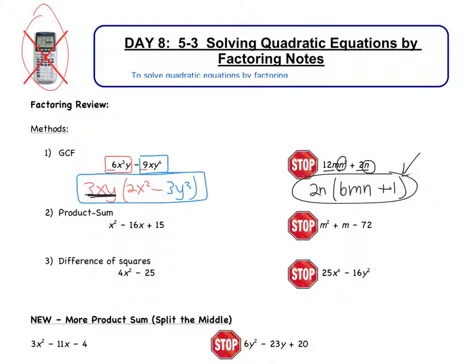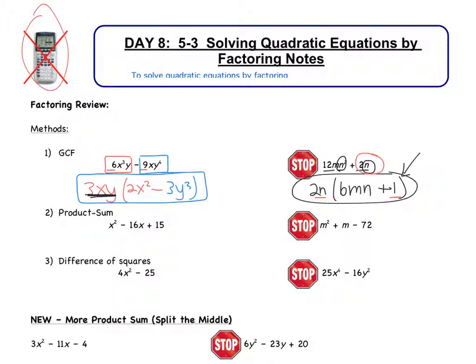Please make sure you remembered that plus 1. That plus 1 acts as a placeholder, so that when I distribute the 2n to this 1, I'm going to end up with the 2n that I started with. So you have to remember that 1. Again, it's always a good idea to check your answer by multiplying back out.